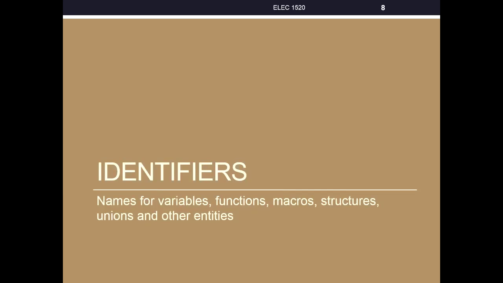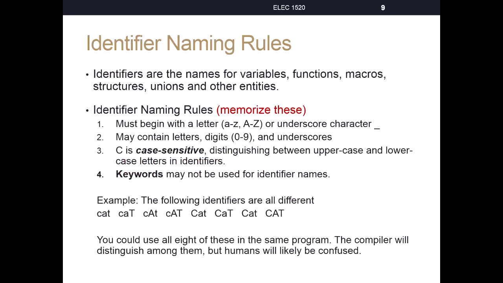Right. Next, identifiers. So identifiers are going to be names for variables, functions, macros, structures, unions, and other entities that we'll learn to write. Initially, we're going to be concerned about naming variables. So let's go ahead and take a look at the identifier naming rules.